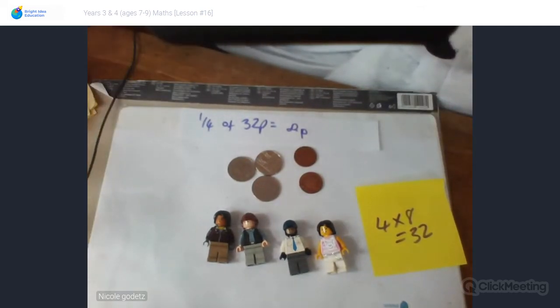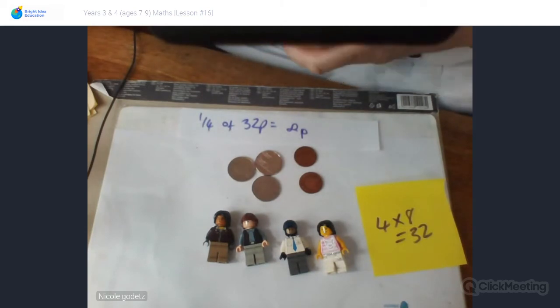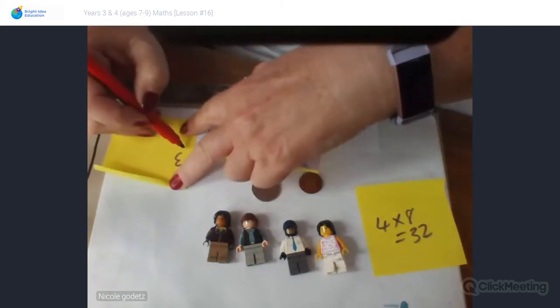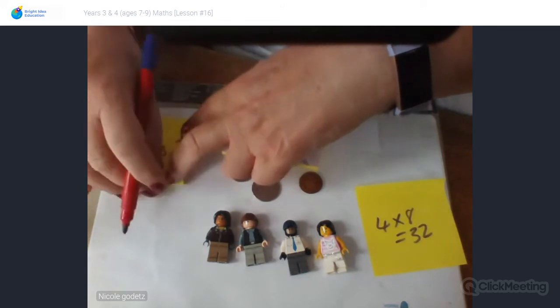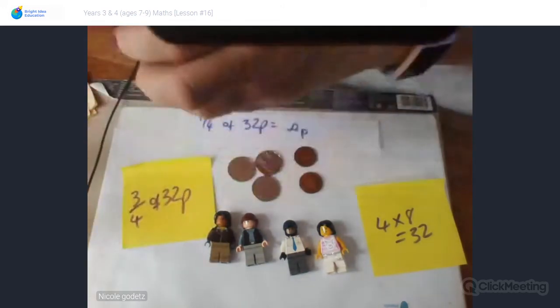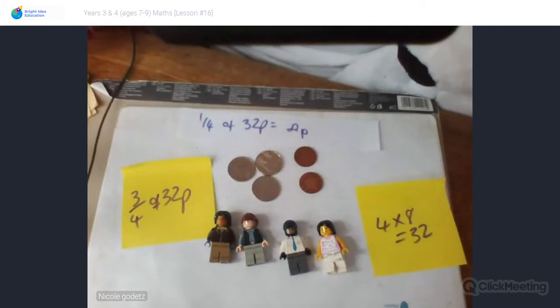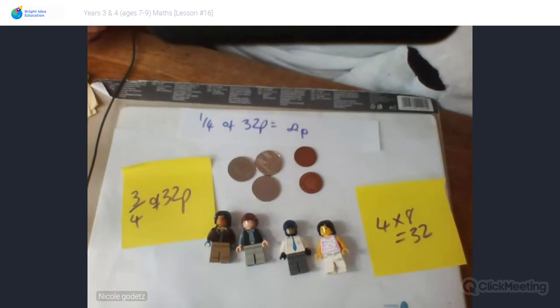So now that we know what 1/4 is, I'm going to ask you what is 3/4 of 32. What is 3/4 of 32? If 1/4 of 32 is 8, what's 3/4? No, it's not 12. 3 8s are not 12.